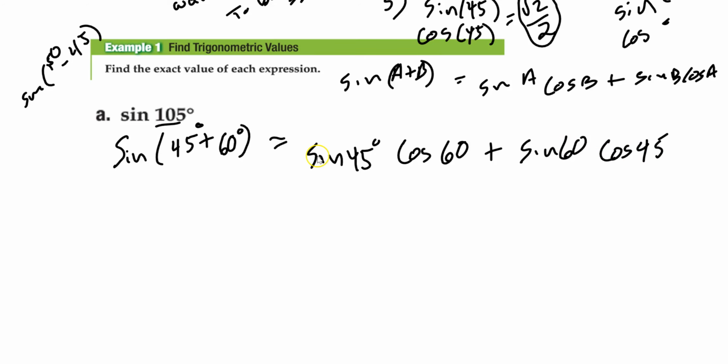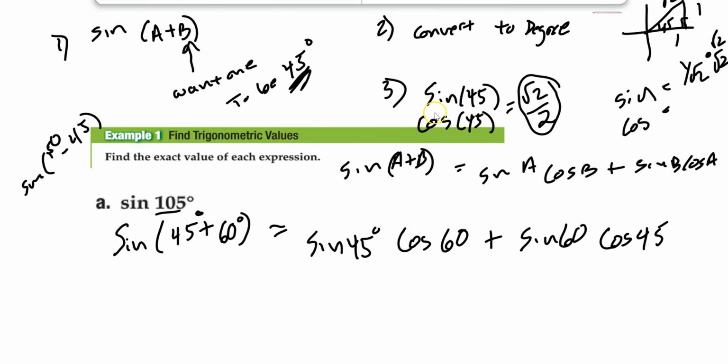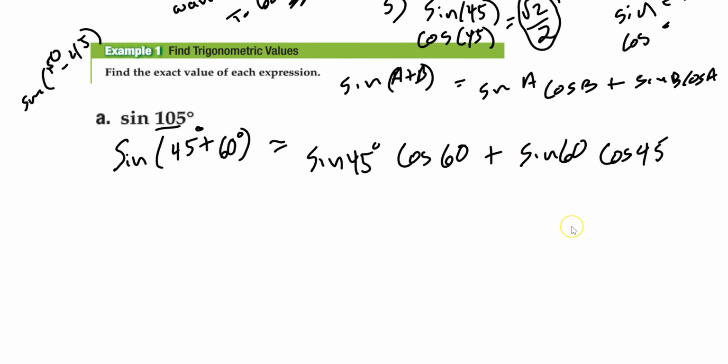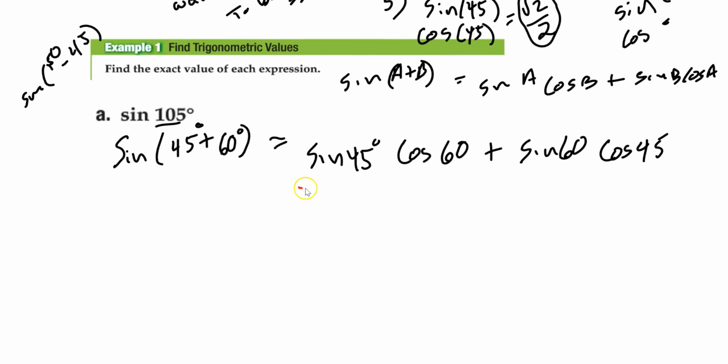Now remember that third trick I told you? This is where we're going to use it. We purposely always make 45 because now I know these two. Sine of 45 is rad 2 over 2. Cosine of 45 is rad 2 over 2. All I got to do is find cosine of 60 and sine of 60.